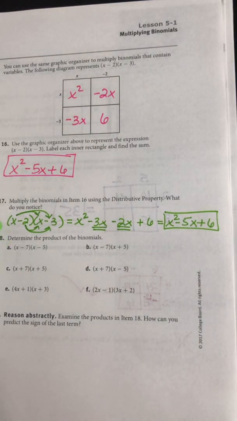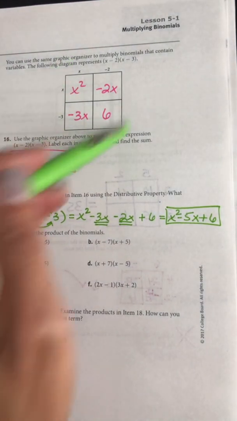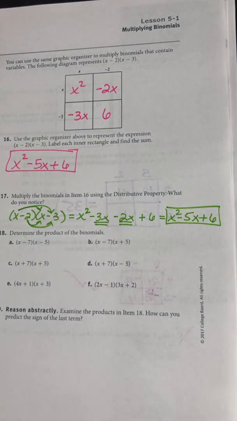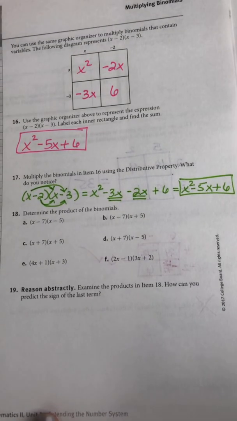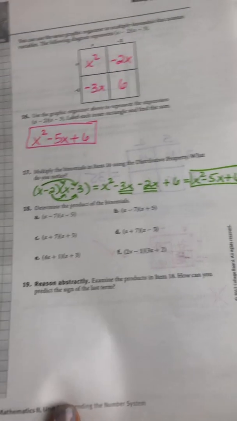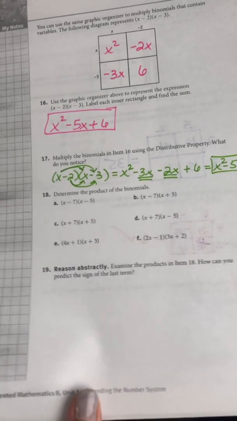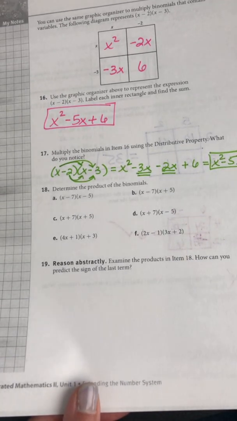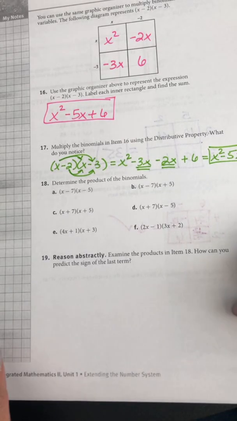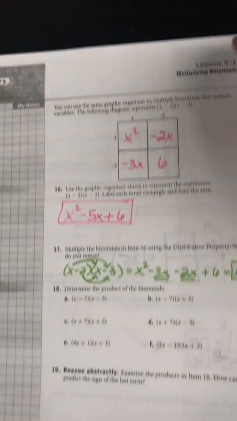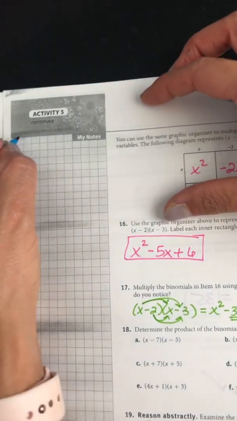Okay. I want you guys to end up here, but if you need to use a graphic organizer to multiply these for now, that's totally fine. You're learning how to do it. That's okay. All right, but from here on out, I am going to be using the distributive property. Determine the product of the binomials. Okay, so we have x minus 7 times x minus 5. There's not a whole lot of room to do these, so I'm going to do these over to the left.